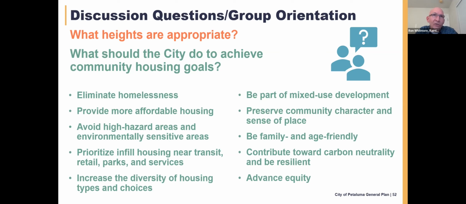Likewise, as Christina just explained, we're really interested in people's ideas for how to achieve these community goals. What do you think should be done? What do you think the city can do? What do you think it can do with its partners to make sure we're providing everybody in the community the housing that they want and need?